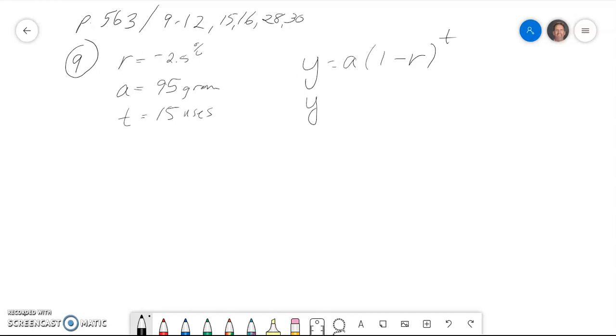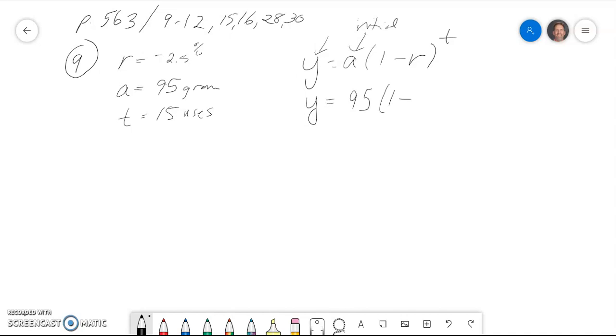First of all, I want to find out how much of the bar is left. Y is always what's left after the 15 uses. A is always your initial amount. Sorry about my handwriting, but I'm trying to write with a glove because every time I touch it with my hand, it moves this touch screen. So basically I would put in 95 for my initial amount. And then I would do 1 minus.